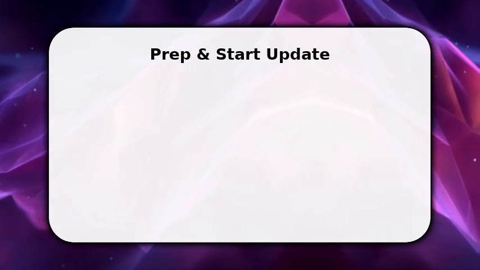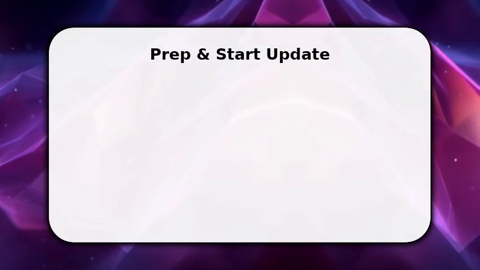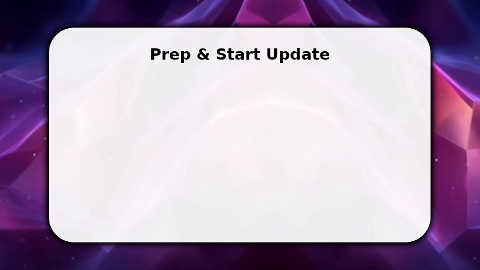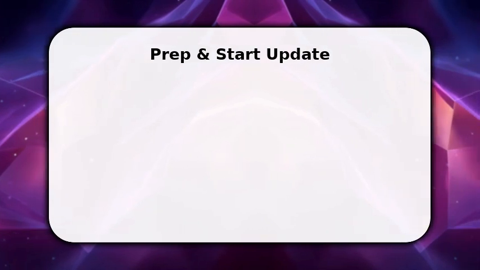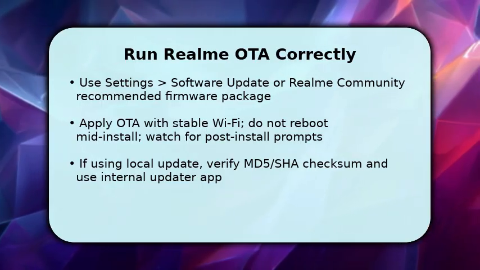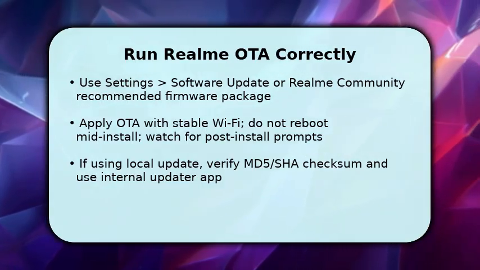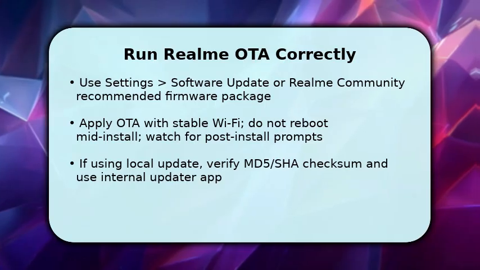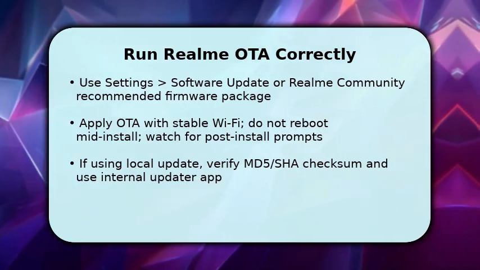You don't need a full factory reset yet. Instead, prepare developer options and confirm OEM unlocking is off to preserve encryption, and start the official OTA from Settings, Software Update, or use the Realme Updater app for local package installation. Begin with stable Wi-Fi and keep the device plugged in.